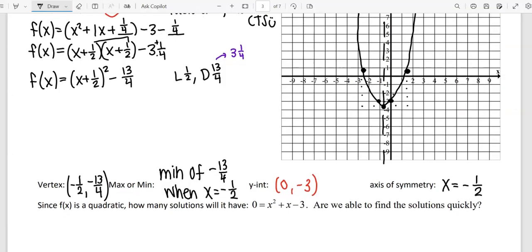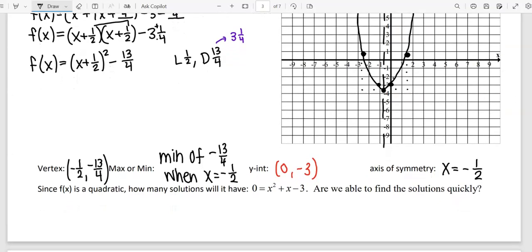Hey, don't you back up yet? How many solutions will it have? 2. Was it easy to find them? No, why not? Not factorable.